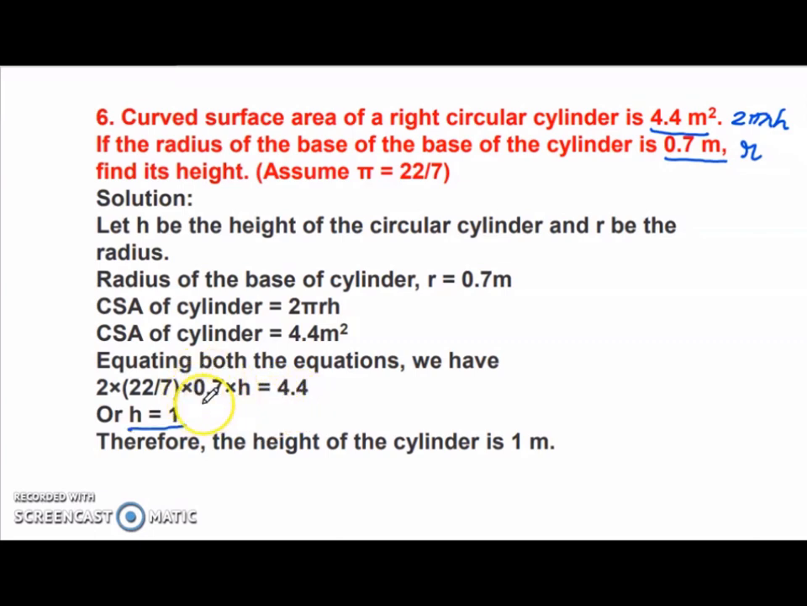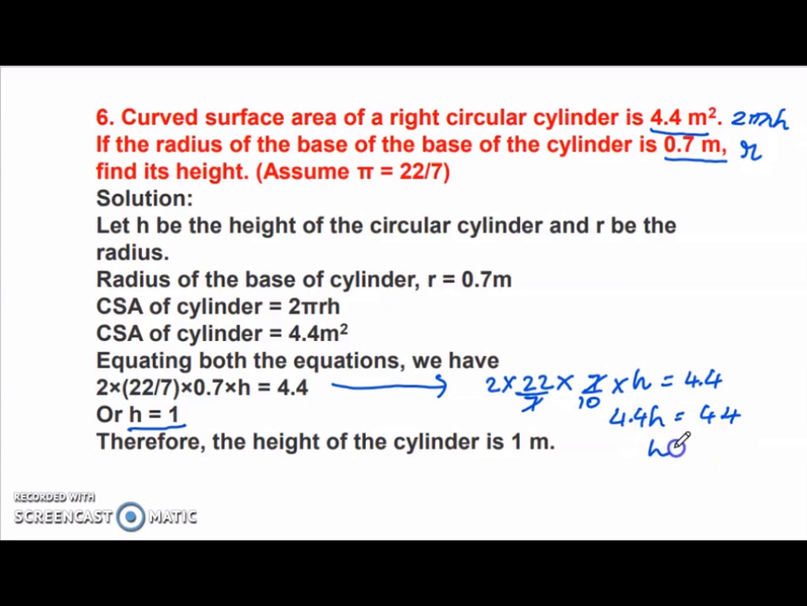This 0.7, to make your calculations easier, you can write it as 7 by 10. So it will become 2 into 22 by 7 into 7 by 10 into h is equal to 4.4. Now 4.4 also can be written as 44 by 10. So this is 2 into 22, that is 44 by 10. So 44 by 10 is 4.4. So 4.4 h is equal to 4.4, which means h is equal to 1.